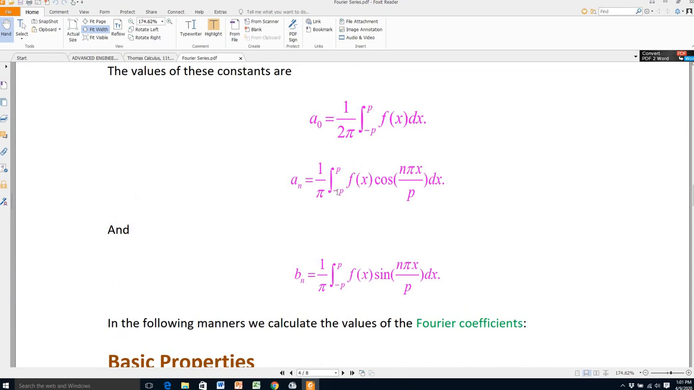As you see here, its interval is minus p to p. Such types of intervals are called periodic intervals, because if the interval is periodic, it means the function repeats its properties over and over.